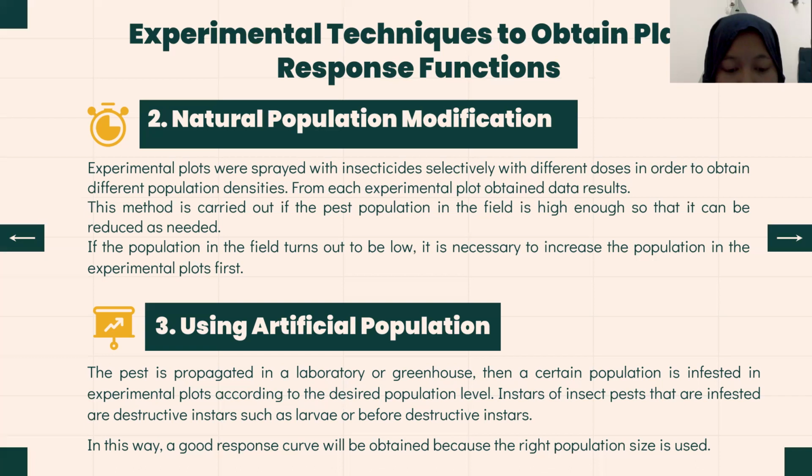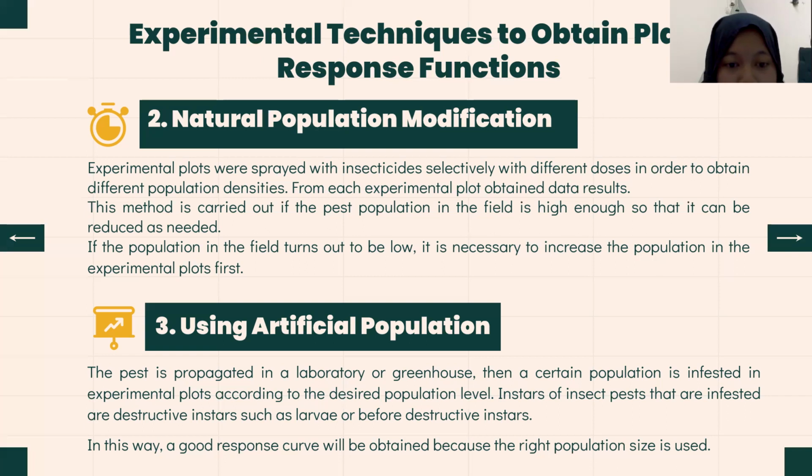This method is carried out if the pest population in the field is high enough so that it can be reduced as needed. If the population in the field turns out to be low, it is necessary to increase the population in the experimental plots first. For example, by planting sensitive varieties, planting trap crops, spraying insecticides that can encourage pest resistance as has been done against brown rice plant hoppers.